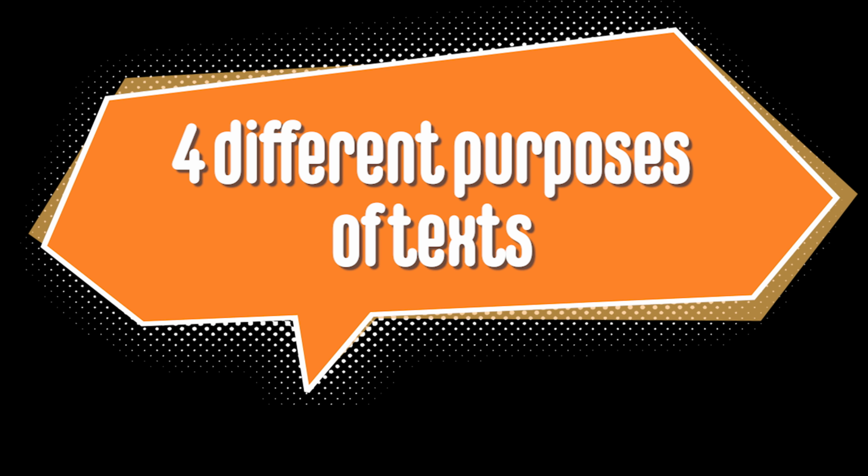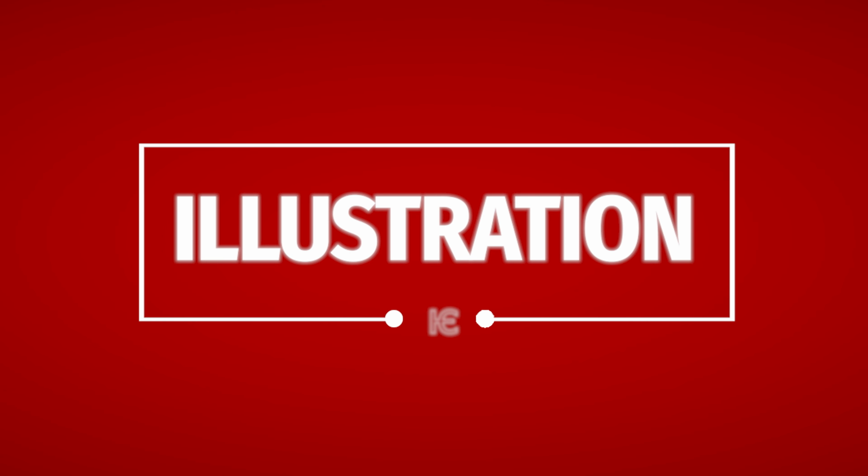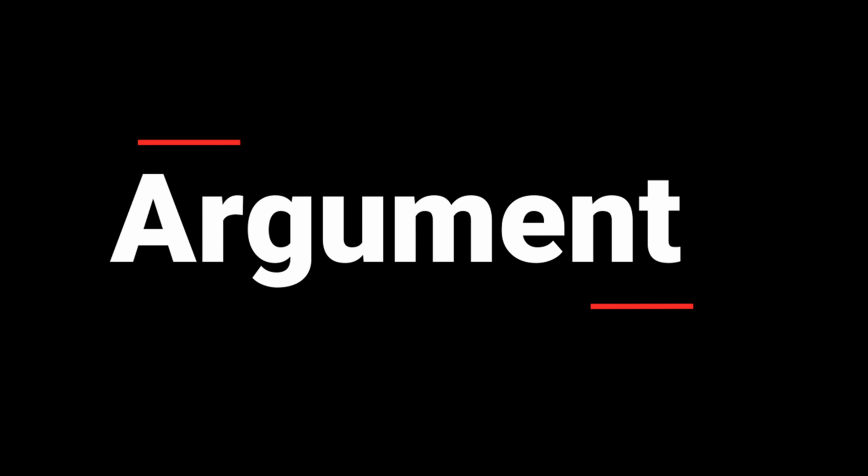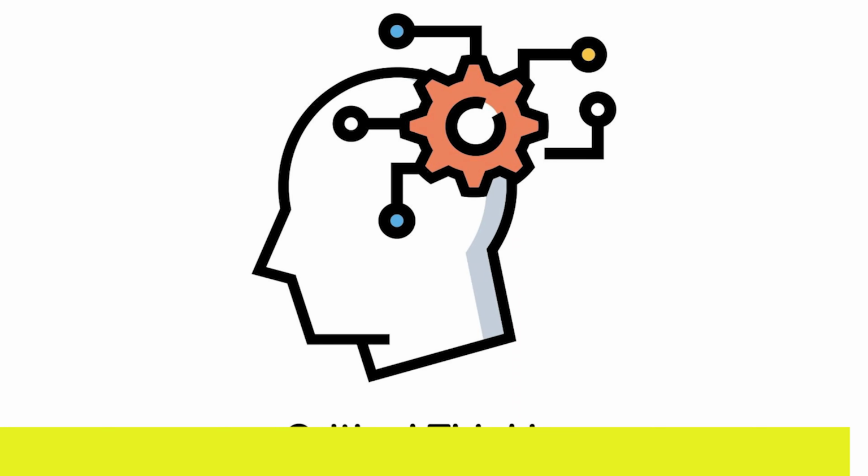There are 4 different purposes of text we're going to look at today. First one is illustration. Moving on, we have description. Thirdly, we have explanation. Finally, we have argument.